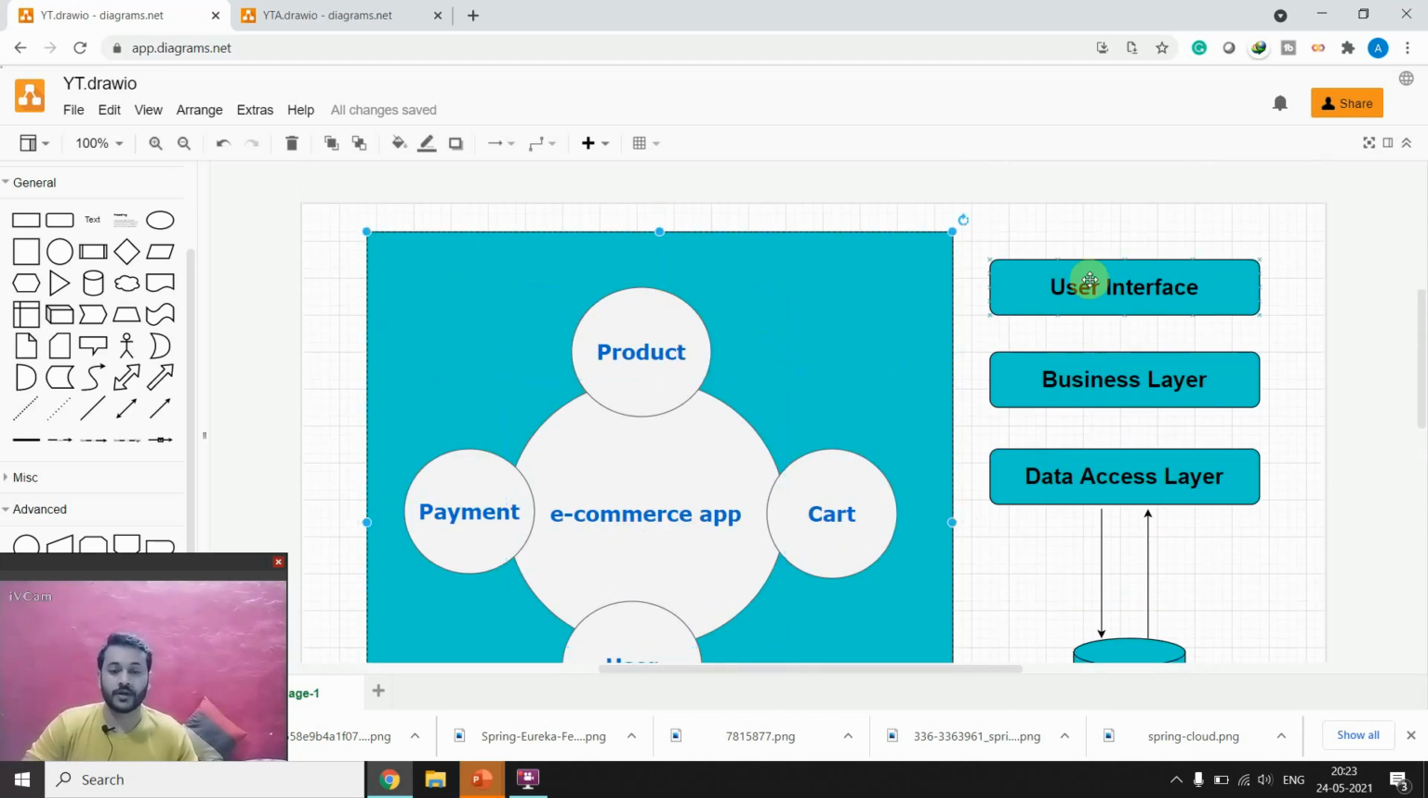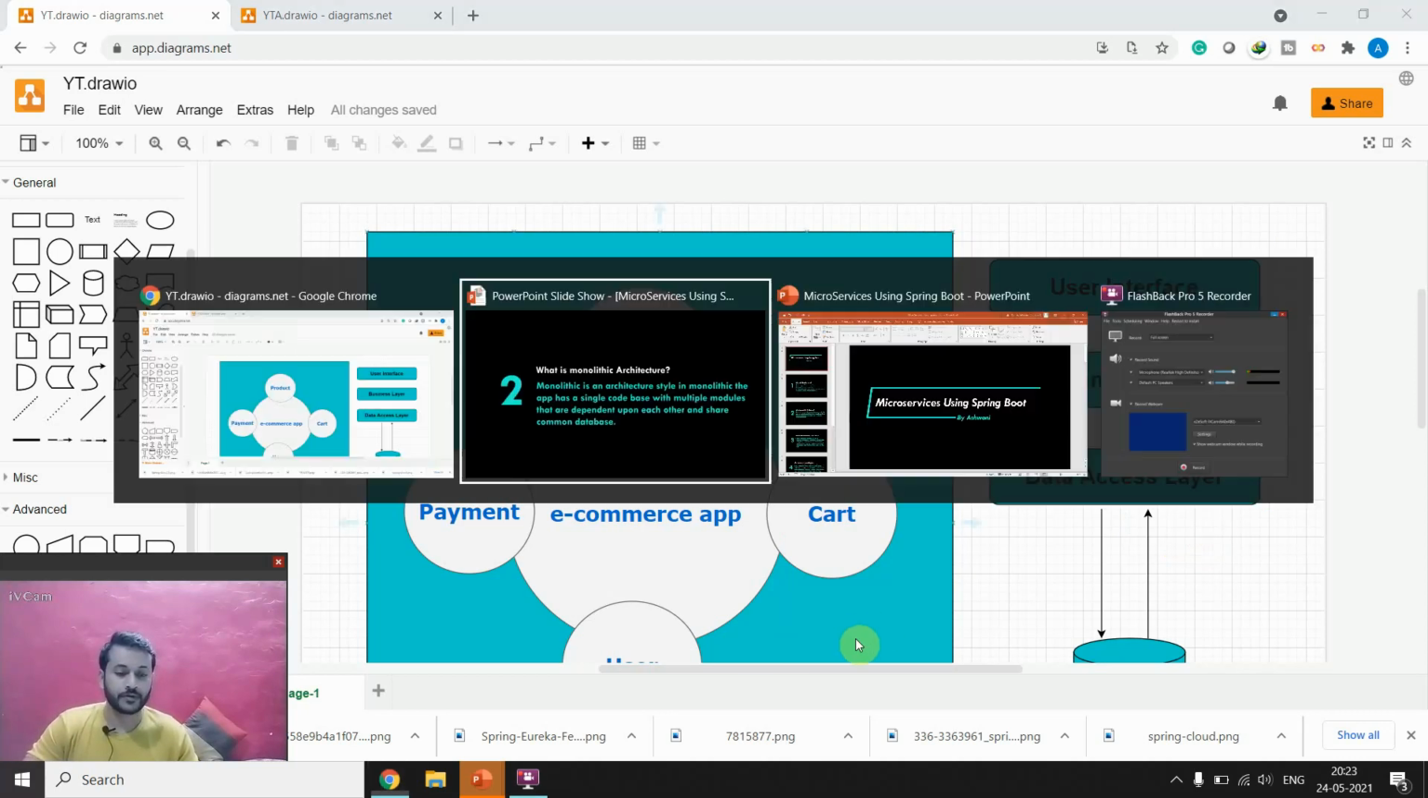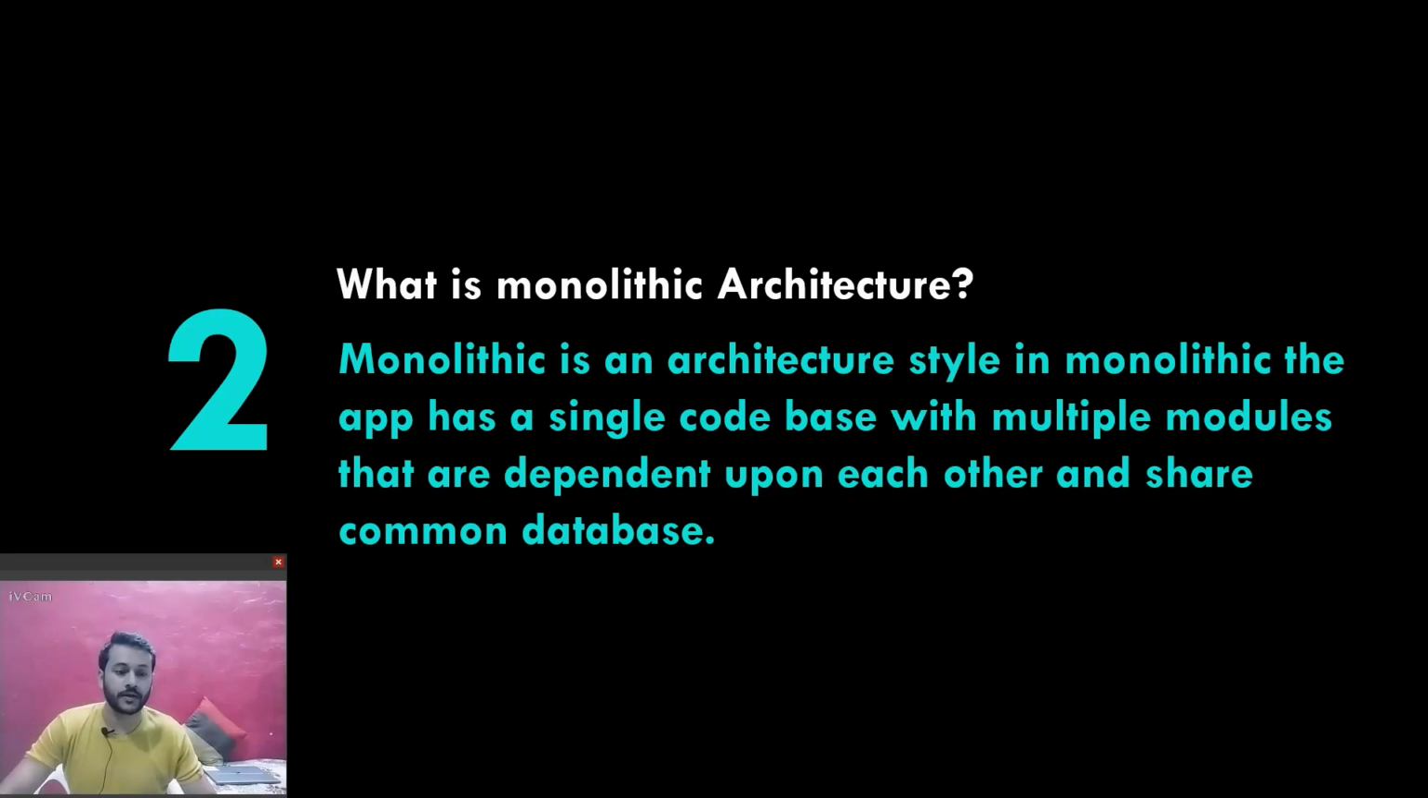This is one application, and in one application we are following these modules, developing these modules, and we are following these layers like user interface, business layer, and data access layer. Now I hope you got a clear idea about monolithic architecture. Still, if you have any question, just comment down, happy to answer. Okay, let's move to our slide.